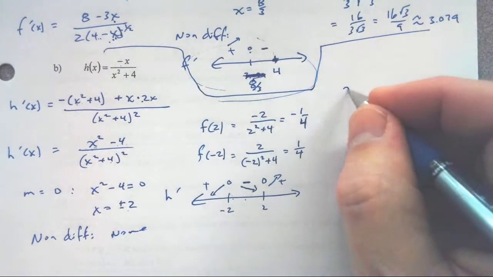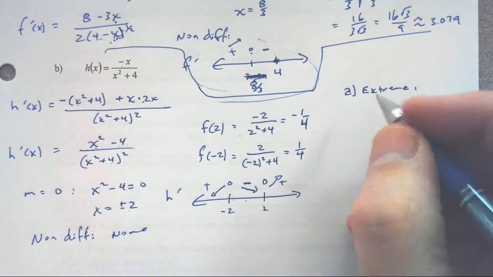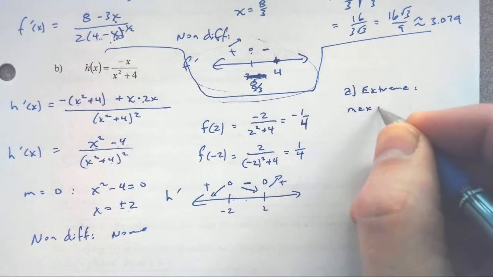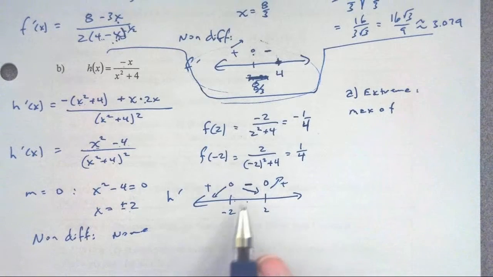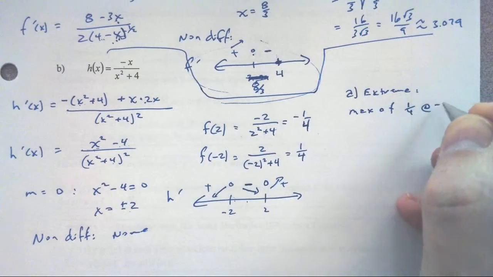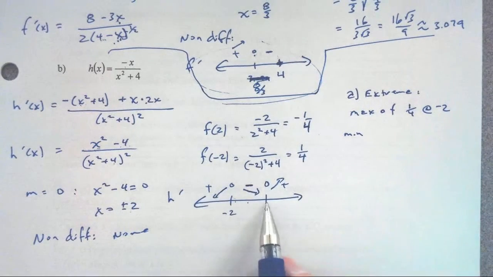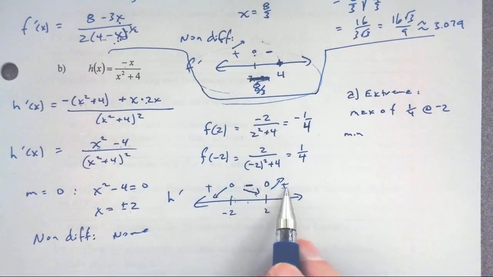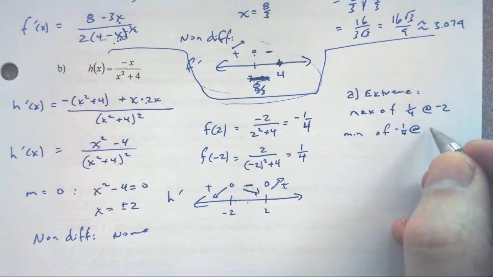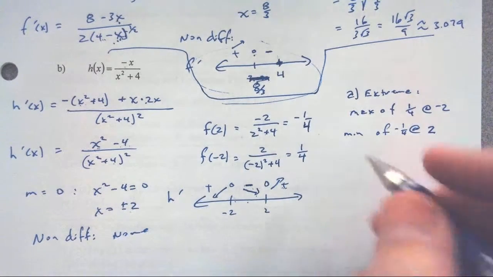That gives us our extrema. It gives us an extreme value. It gives us a local max. It gives us a maximum of, when we put in -2, we got out 1/4 at -2. It gives us a minimum. Graph goes down and up. See how we're analyzing the slopes here? It goes down and up. Gives us a minimum of negative 1/4 at positive 2.